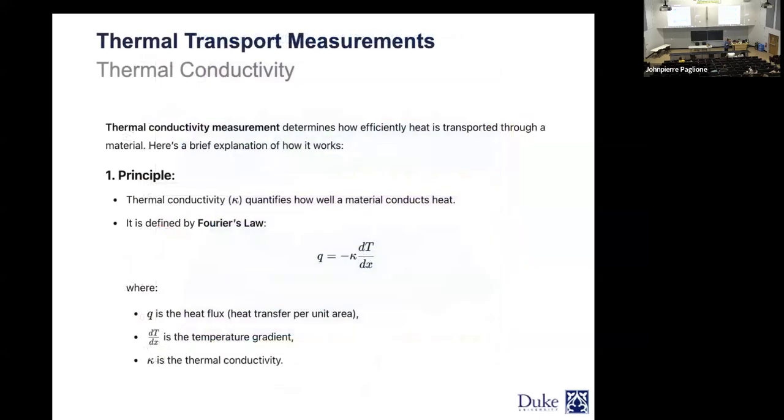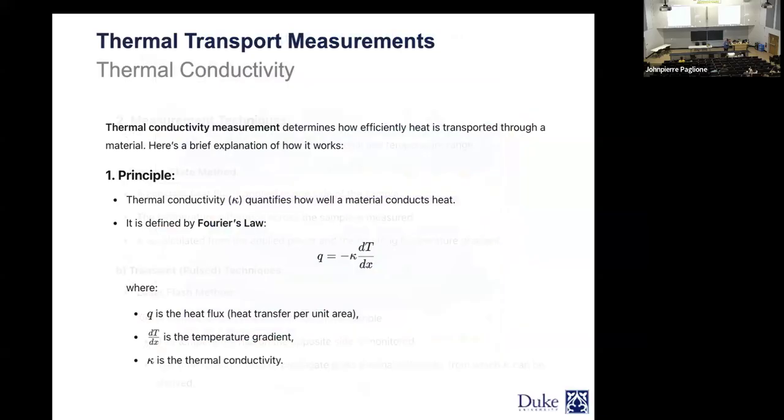So one thing that somebody can do, in this case, is thermal transport measurements. Thermal conductivity would be a good indication. As I mentioned, when you think about thermal conductivity, you're basically going to apply a heat pulse, and then look at one side of the sample to see how much the heat is being transferred through the sample.